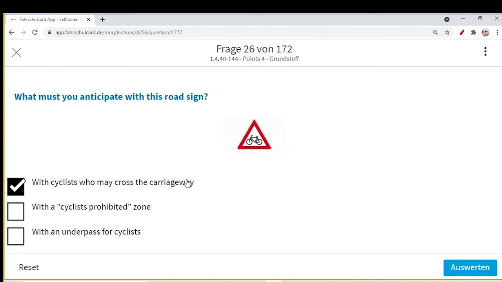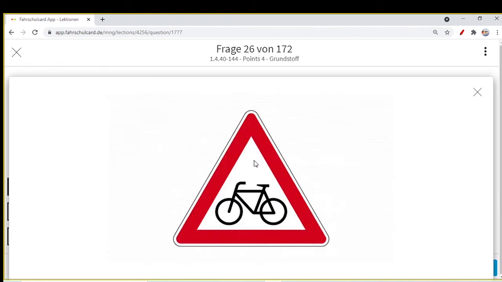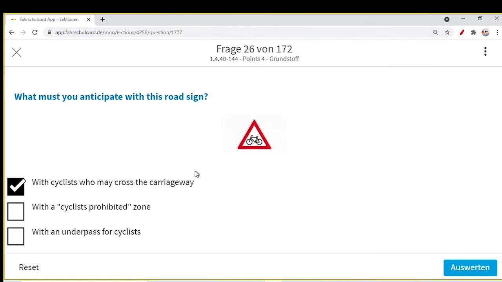With a cyclist prohibited zone, no. If there was a cyclist prohibited zone, then there would be a red circle. Red circle means strictly follow, or this thing is not allowed. So if there was a red circle with a cycle inside, then definitely no cycle is allowed in this area. But right now it's not a prohibited sign, it's a red triangle. That means a dangerous situation related to cyclists.